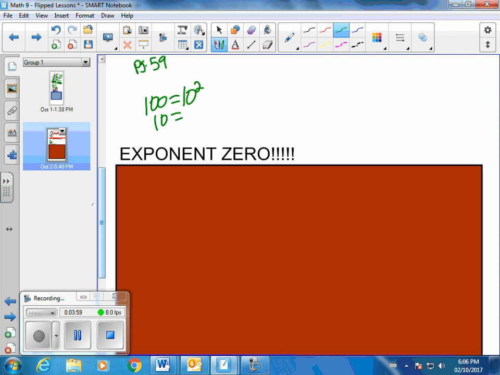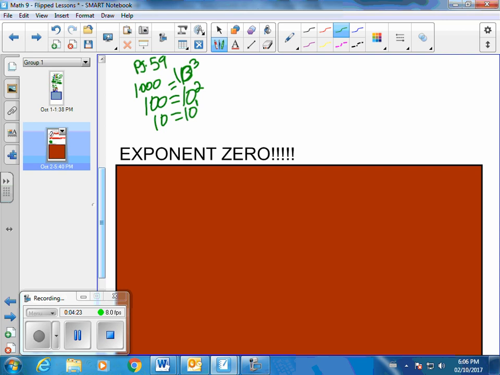10 is the same as 10 to the power of 1. But what happens if we continued, and we also saw up here that 1,000 was 10 cubed.